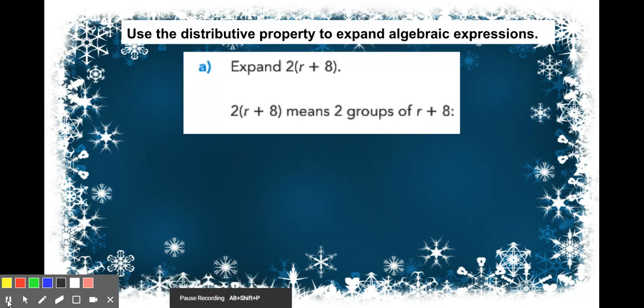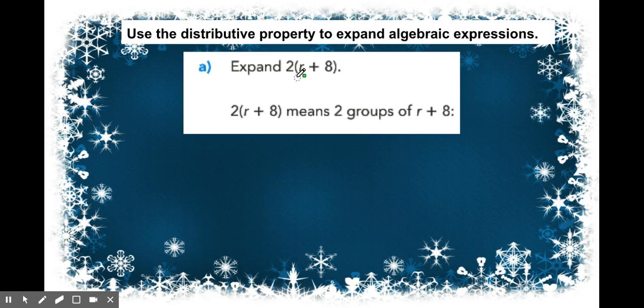So what we're going to take a look at is expanding expressions. And all expanding expressions mean is to use the distributive property to make equivalent expressions. So here we're asked to expand 2 times the sum of r plus 8. Well, first we have to understand what 2 times the sum of r plus 8 means. Well, this 2 tells us that we have 2 groups of r plus 8.